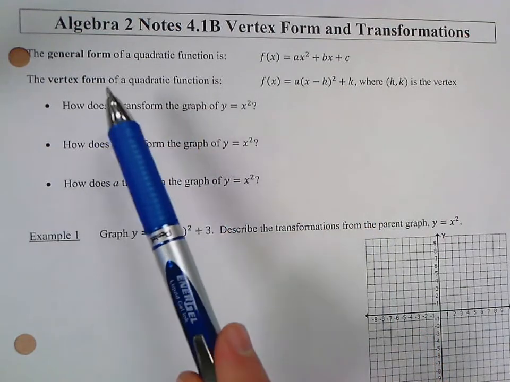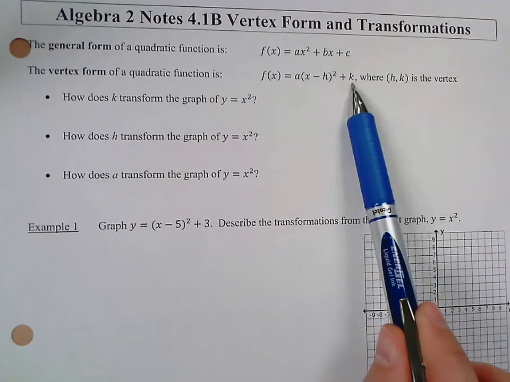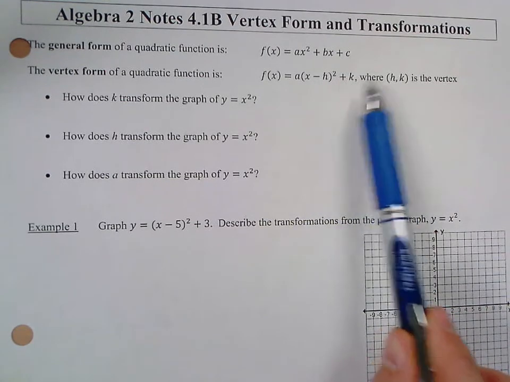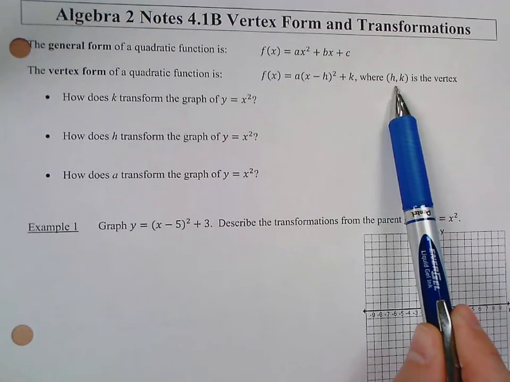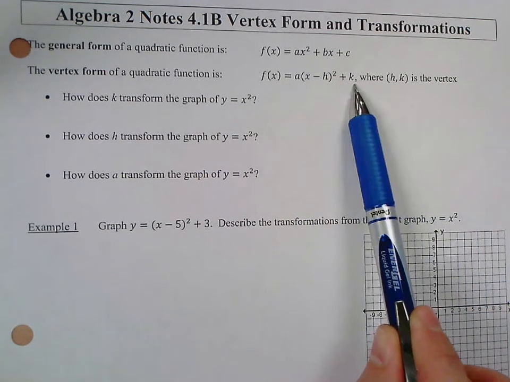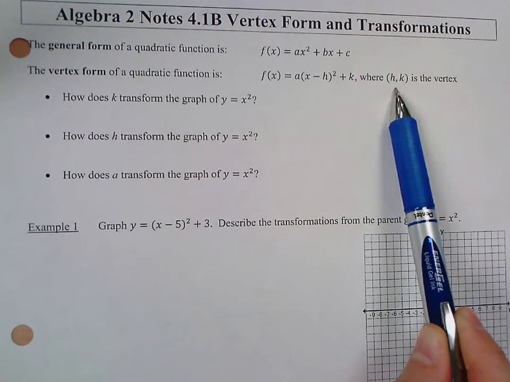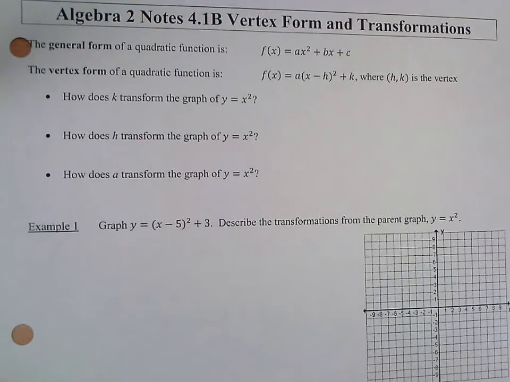The reason it's called vertex form is because when you look at this equation, the ordered pair h, k is the vertex of the parabola. So you can just look at the equation itself and know right away what the vertex is, versus what we did yesterday. With that form, you have to go through a couple calculations to find the vertex.